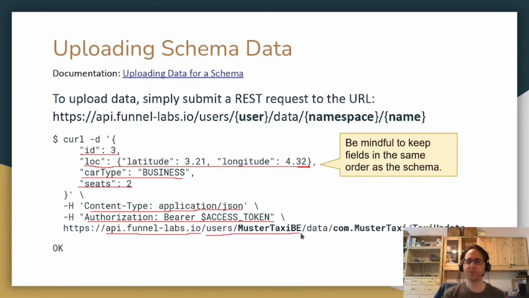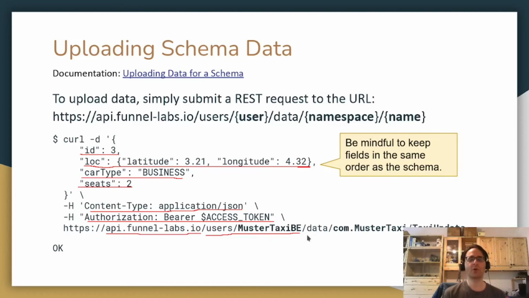The reason why the user is actually part of the URL is because this is what we're actually using internally for load balancing in Funnel, or if you elect to have a dedicated cluster for your system, this URL portion allows you to route your traffic accordingly.